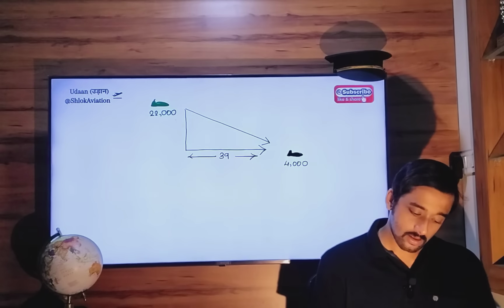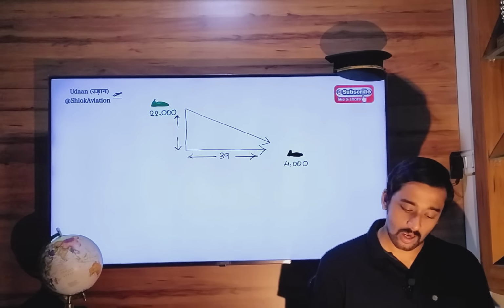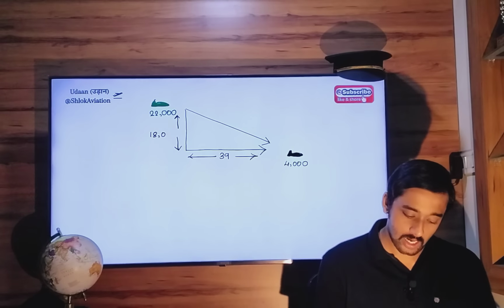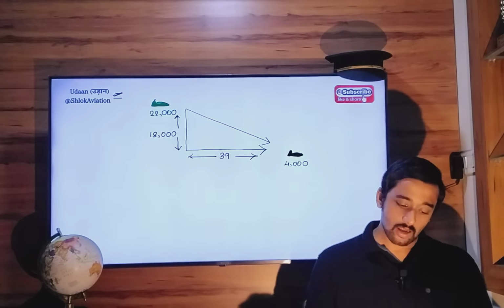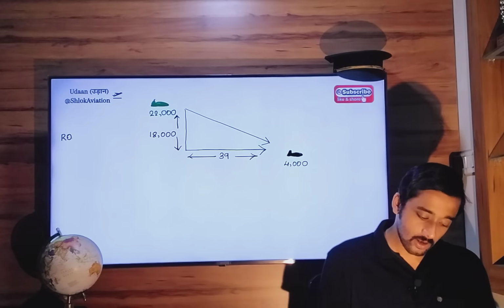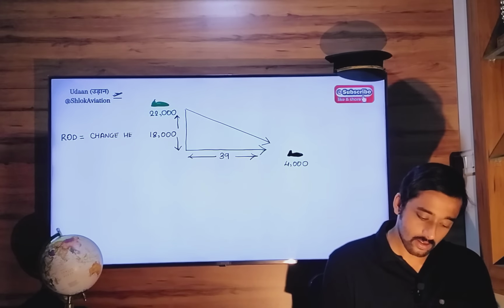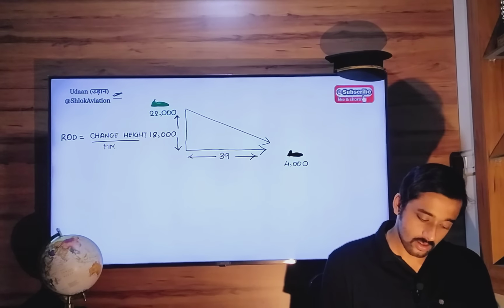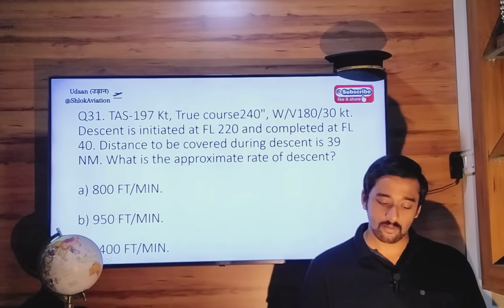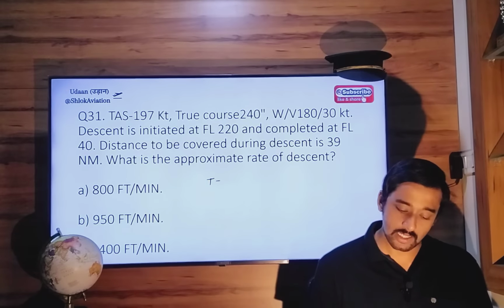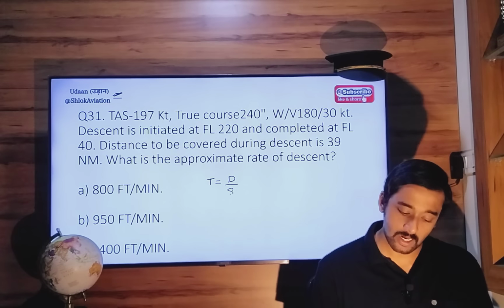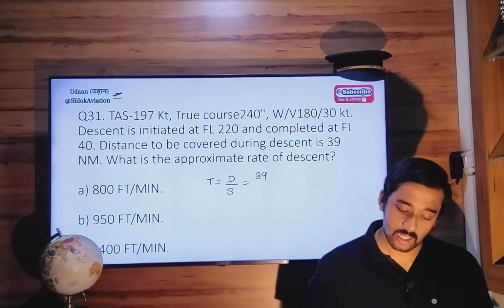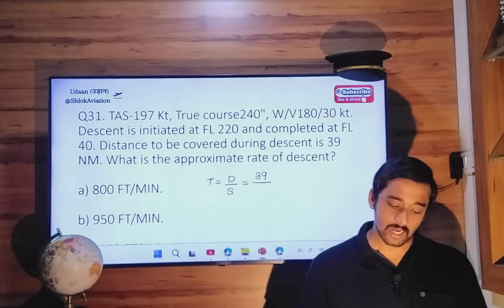Okay, and change in descent is 22,000 minus 4,000, that is 18,000. Now we have, what is rate of descent? Rate of descent is change in height divided by time. Now in order to find time, we must use the speed distance time formula, which is distance divided by ground speed. Distance is 39 nautical mile. Ground speed is not given to us. We can find that out.